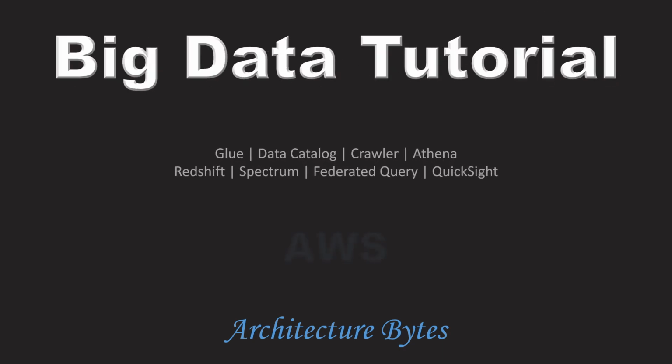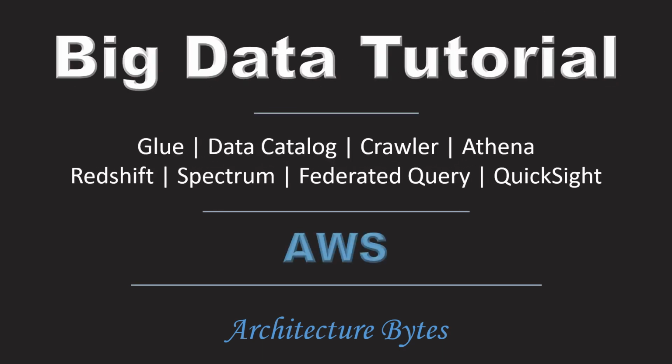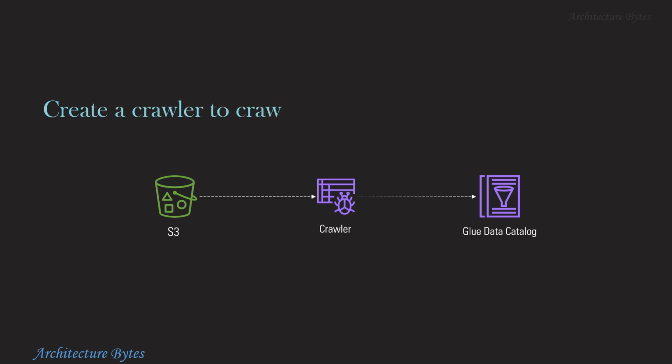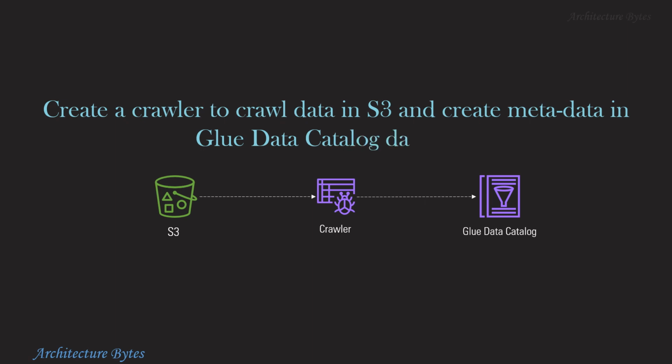Big Data tutorial with AWS. Let us first review what we are going to demo. We will create a crawler to crawl data in S3 and create metadata in Glue Data Catalog database.